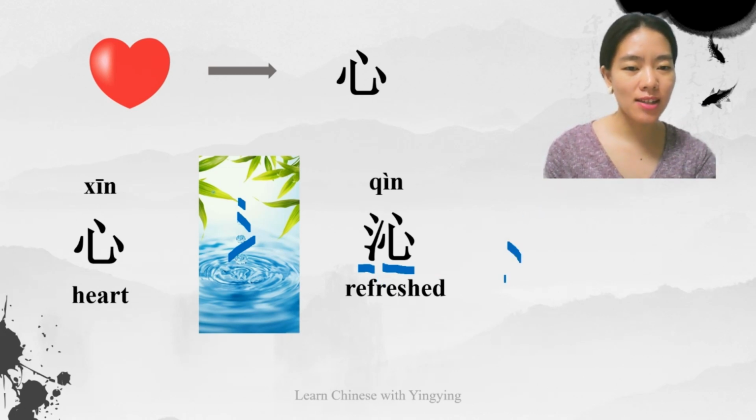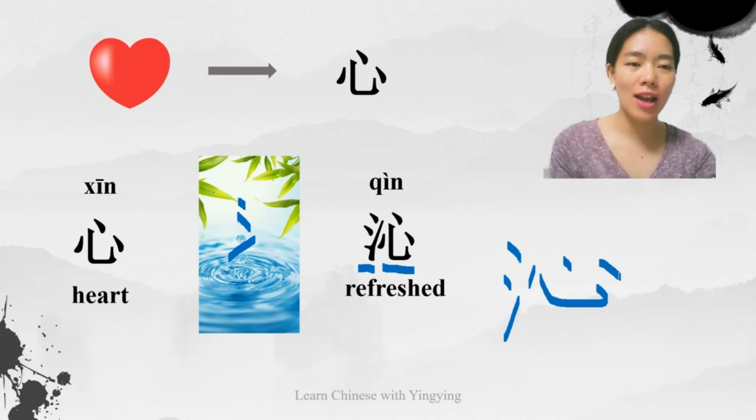So three dots symbolize water, plus heart. Water can refresh everything, including the heart. So the meaning of it is refreshed. And the pronunciation is qīng.